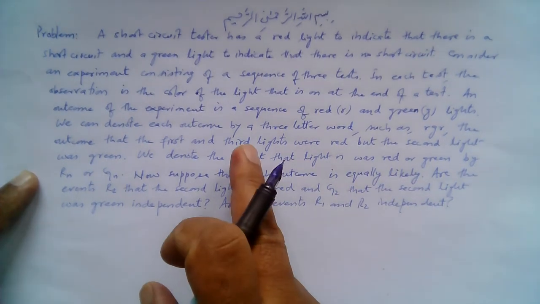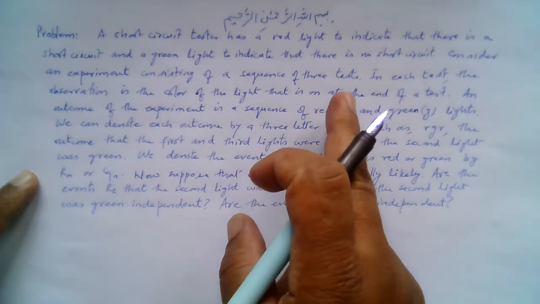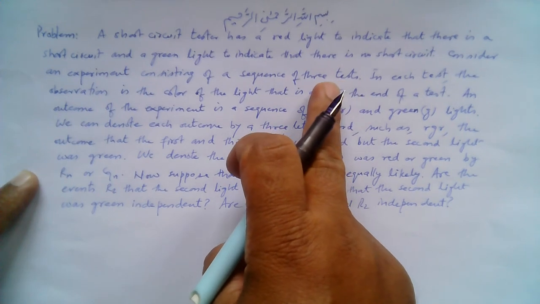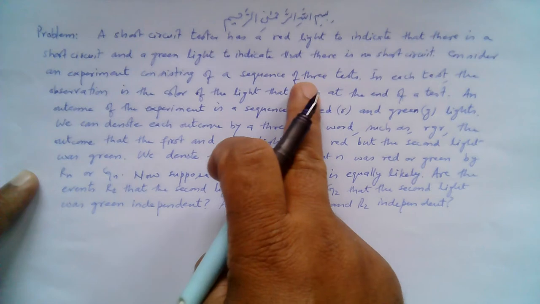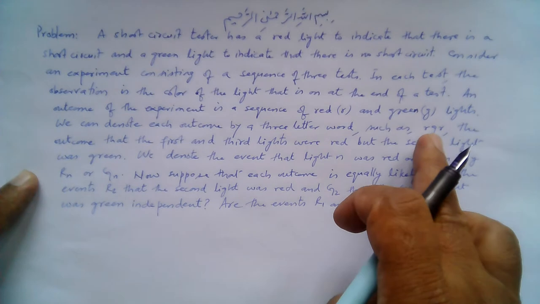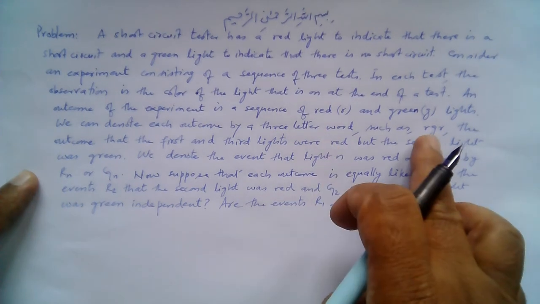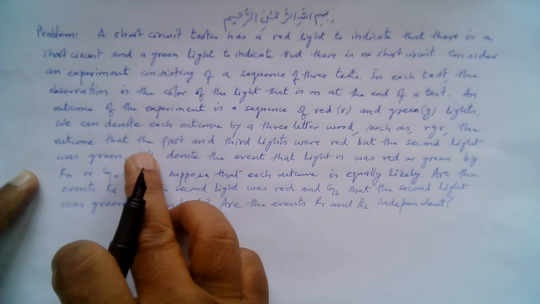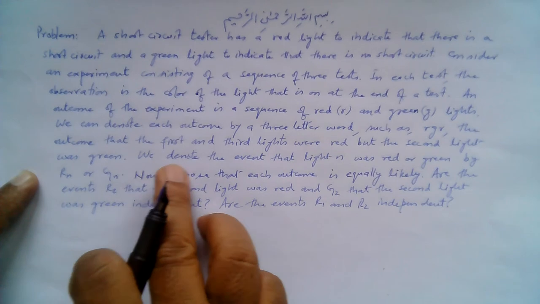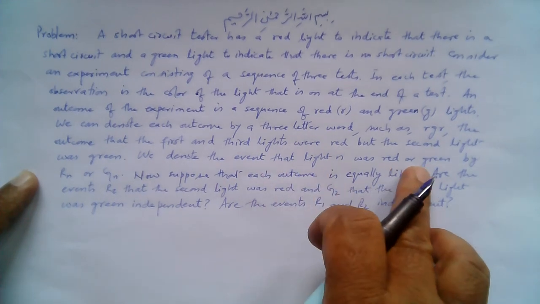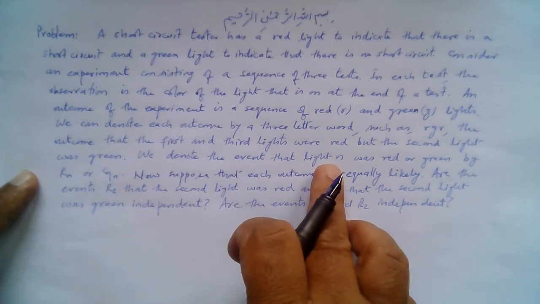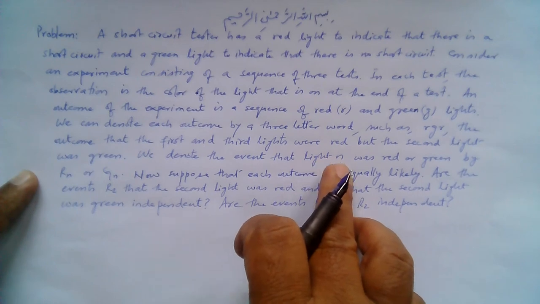So we are making 3 tests, right? In the experimental system, a sequence of 3 tests. So at the end of each test we have either a green or a red light, right? So when we perform 3 tests, we will have a combination of R and G, a 3-letter word, right? As an example, this RGR, the outcome that the first and the third lights were red, but the second light was green. We denote the event that the light N was red or green by Rn or Gn. Light N means the light at the end of the first, second or third test, right?